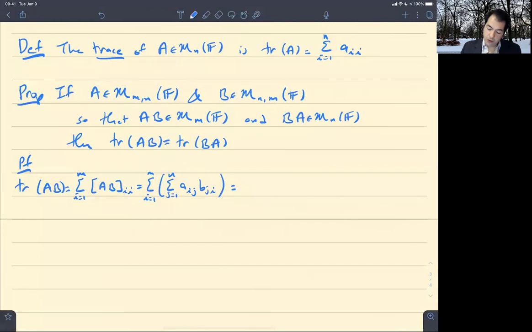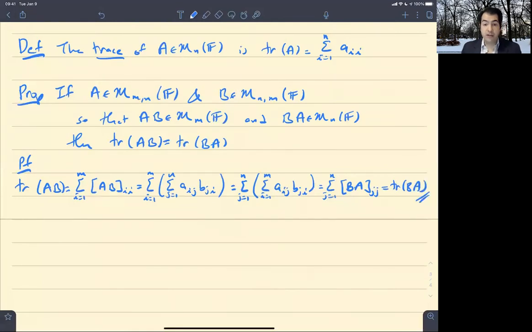And then we just change the order of the sum. So now we have the sum j goes from 1 to n of the sum i goes from 1 to m of the same thing, A_ij B_ji. But now we recognize that as the sum j goes from 1 to n of the jj entry of BA, and that is the trace of BA. Okay, so you see it's a very simple identity when you get it down to these iterated sums.